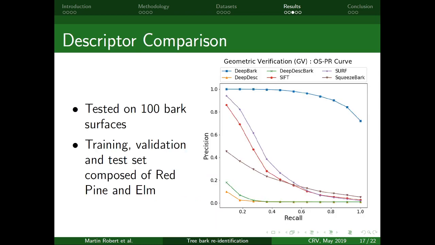Here, we compare our different descriptors on a set made of 50 red pine bark surfaces and 50 elm bark surfaces for a total of 100 surfaces. With 12 images per surface, our test set had 1,200 images that we all use as a query against the rest of the set. As mentioned earlier, this is a result using a geometric verification to calculate the matching score. In this setting, we see that deep bark clearly dominates the other descriptors and shows great precision even with high recall.